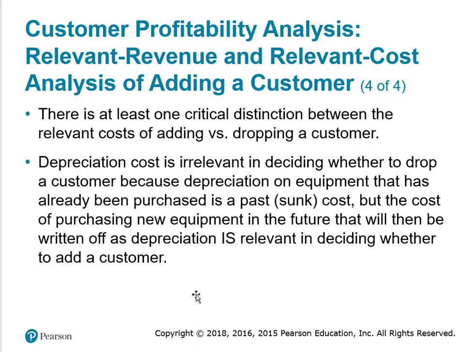So on this slide, we discuss a critical distinction between the relevant costs of adding versus dropping a customer. And there's at least one critical distinction. Depreciation cost is irrelevant in deciding whether to drop a customer because depreciation on equipment that has already been purchased is a past or a sunk cost. But the cost of purchasing new equipment in the future that would be written off as depreciation would be relevant in deciding whether to add a customer.